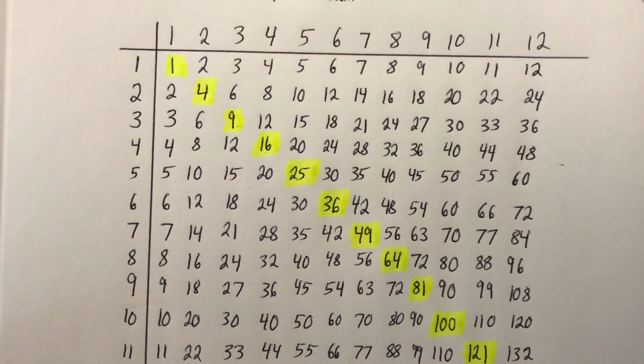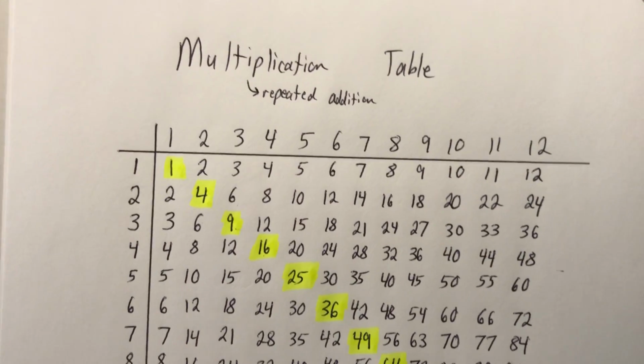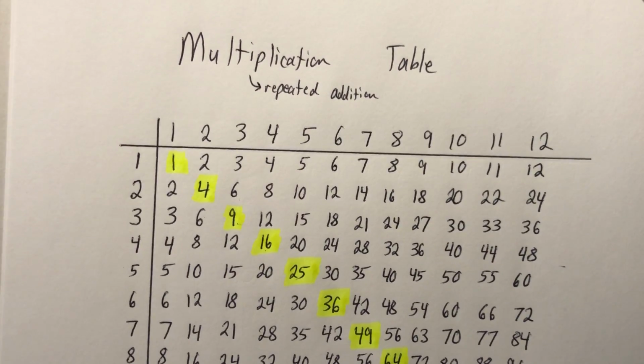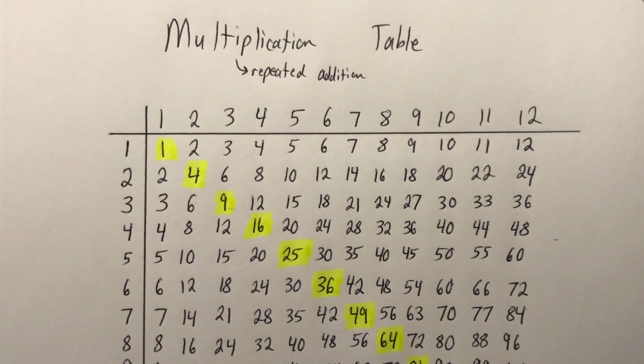So there are a lot of patterns here. And now we have a multiplication table that goes through 12 that we built ourselves. Hopefully we gain some understanding in the process.